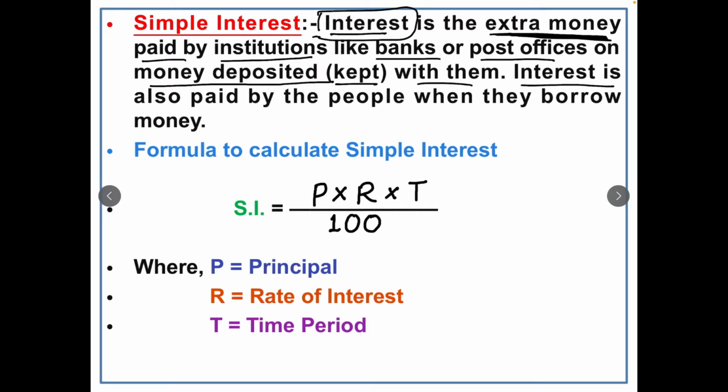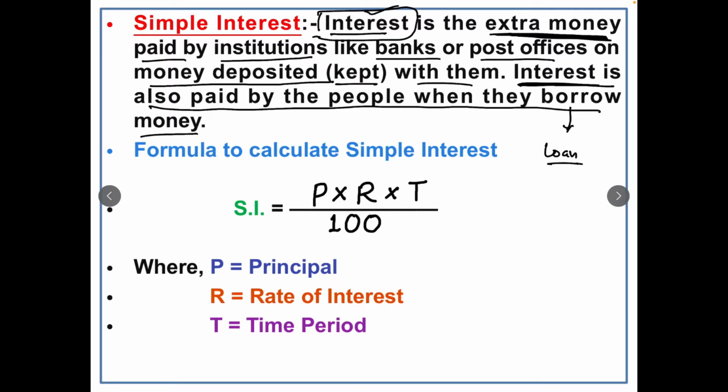Interest is also paid by people when they borrow money from someone. If a person borrows money from another person, or from a bank in terms of a loan, then the person will pay some extra money, and that money is the interest on the loan. So when a person deposits money in the bank, the bank pays some amount as interest to the person, or if someone borrows money from the bank as a loan, then that person has to pay some extra money to the bank as interest.